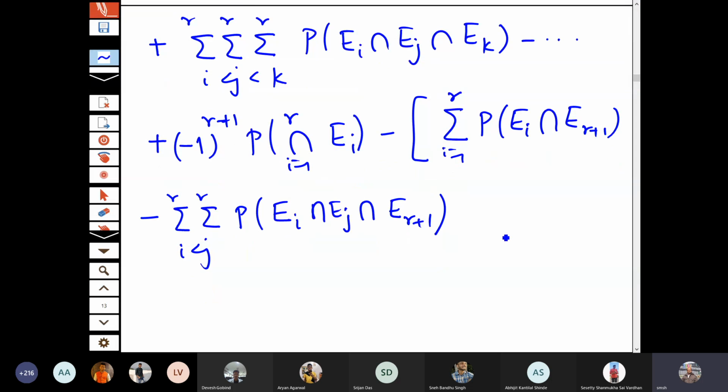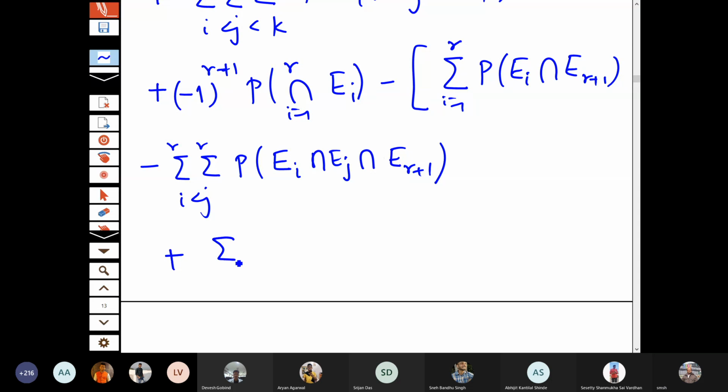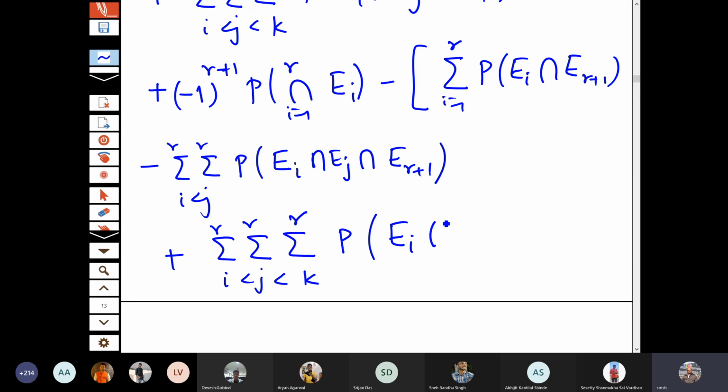Then the next one will become I less than J less than K. And then next it will become the probability of EI intersection ER plus 1, EJ intersection ER plus 1 intersection with EK intersection ER plus 1. I can combine it and write it like this: EI intersection EJ intersection EK intersection ER plus 1, and so on.